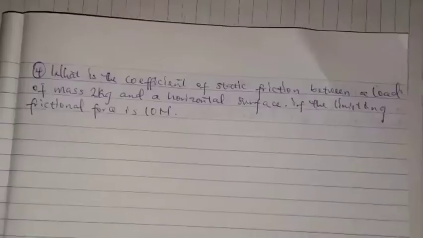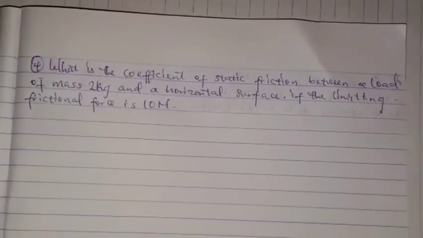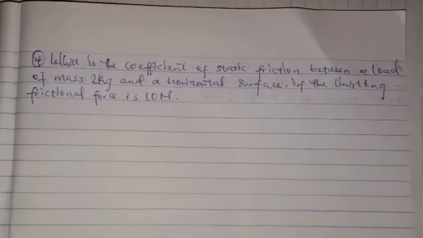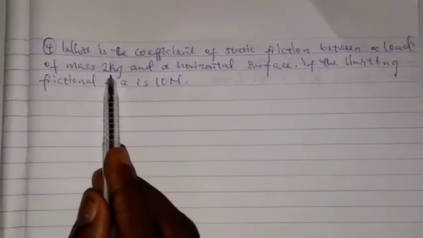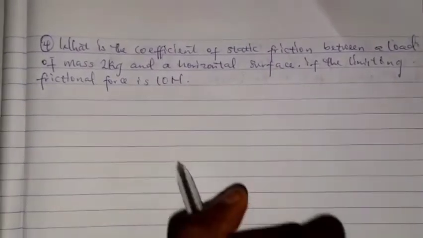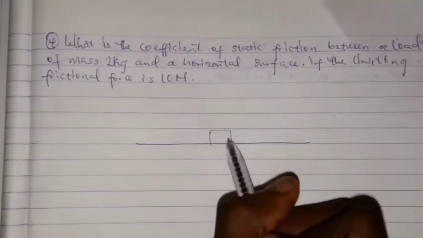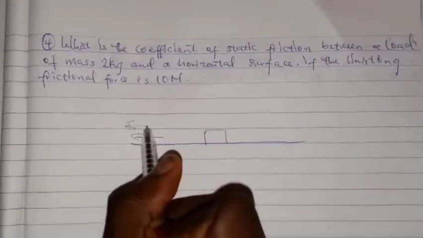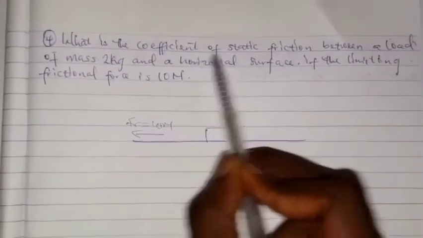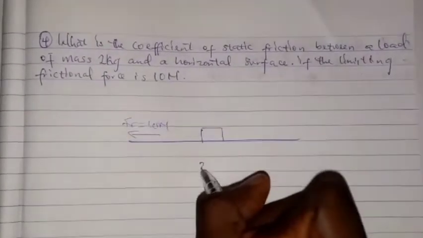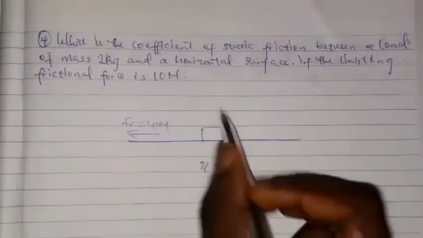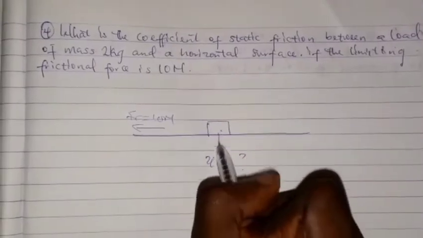Yes, let's check another question now. Now, yes, let's go. This is the next question. Yes, just use a minute to try it out. What's the coefficient of static friction between a mass of 2 kilograms? Yes, in this question, they've given you your frictional force. So this is your frictional force, 10 Newton. Then they said, what's the coefficient of static friction? You are looking for your mu, right? Between a load of mass 2 kilograms.